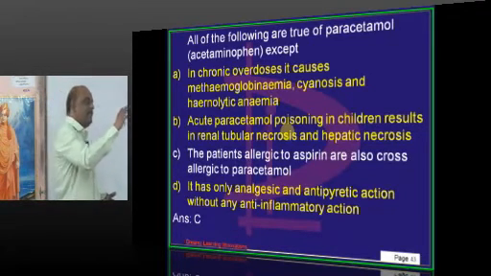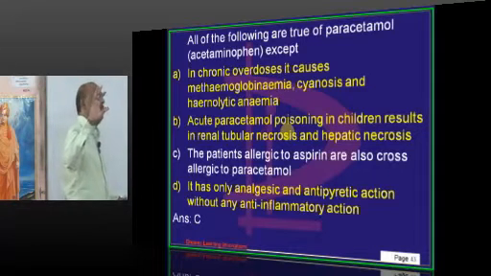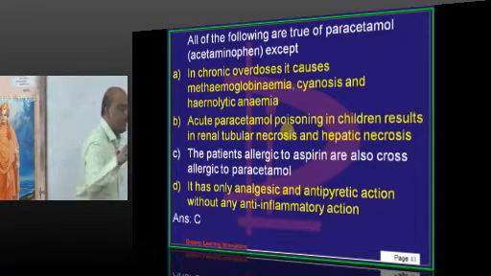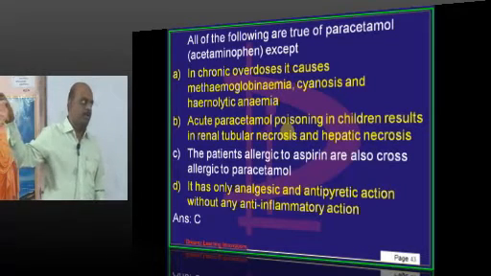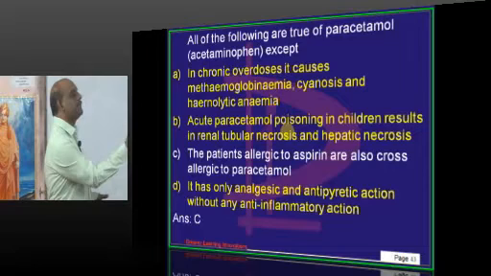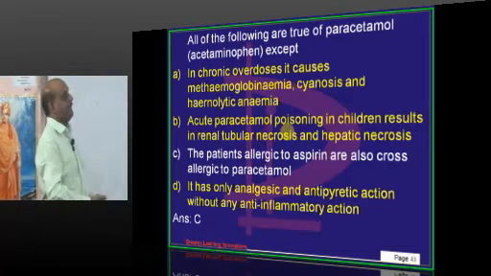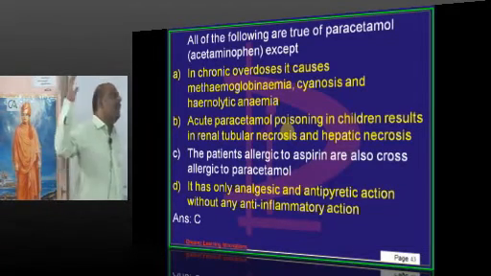Because your aspirin is inhibiting only cyclooxygenase without inhibiting leukotriene production. So all the arachidonic acid instead of forming prostaglandins will be diverted towards formation of leukotrienes. So leukotrienes are strong bronchoconstrictors. Hence asthma gets precipitated if you give aspirin. That's called aspirin sensitive asthma.